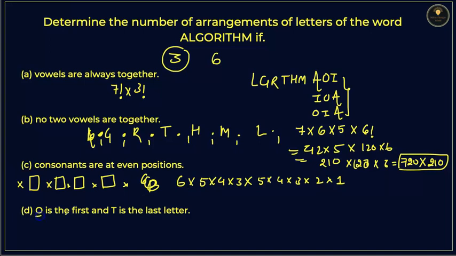Next question: O is the first and T is the last letter, which means that at the first position we will place O, and at the last position we will place T. So in between that we have a total of 7 options. In these 7 positions we have to arrange the remaining letters, so we will write it as 7 factorial, and that's the answer to your question.